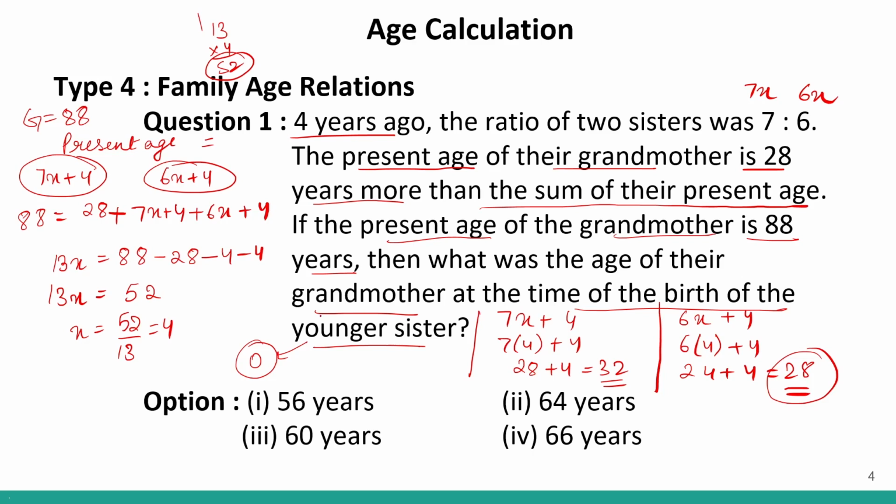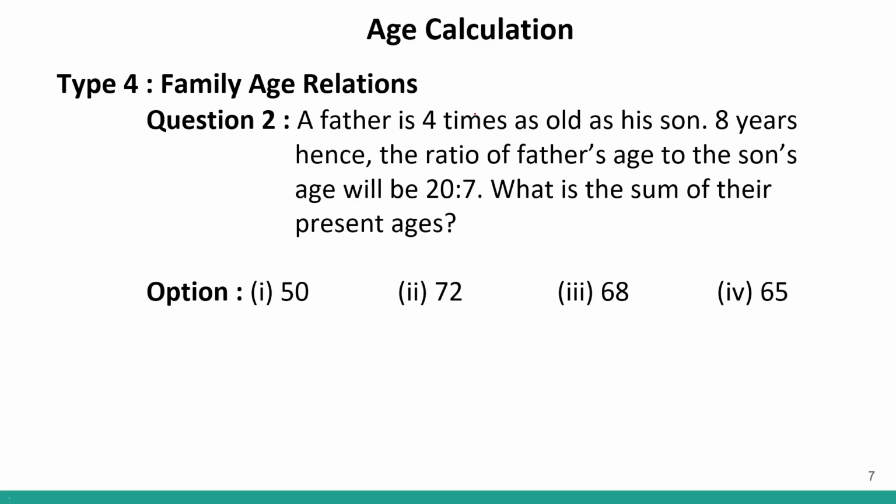So at the birth, the age was 0. So 28 years ago, grandmother's age will be 88 minus 28. And 88 minus 28 will give me how much? It will give me 60 years. So grandmother's age at the birth of the younger sister was 60 years, which is given in option number 3. So option number 3 will be your correct answer. Clear?